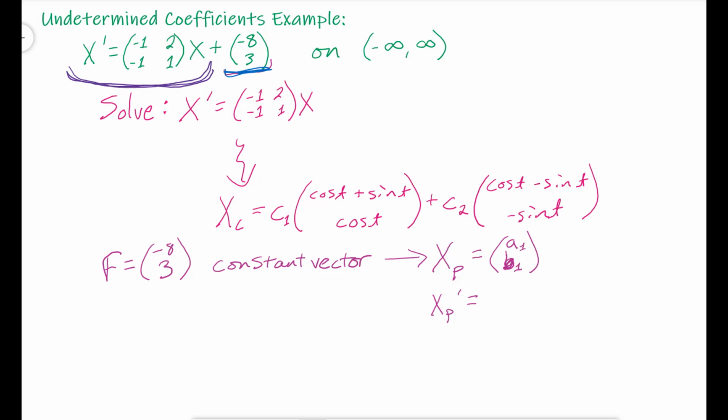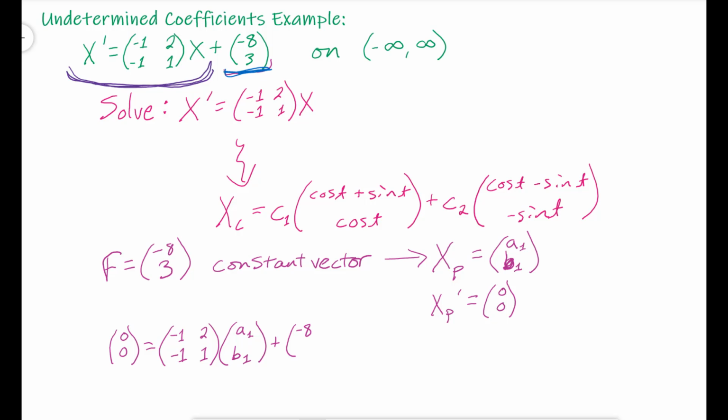The derivative of constants is zeros, and the way we take a derivative of a vector is to take a derivative of each entry in the vector. So we have the derivative of a constant and a derivative of a constant, so zeros and zeros. And then we're going to plug these things in and say, hey, they were solutions, great, let's take a look at what they give us. So we've got x prime, or 0, 0, equals the matrix negative 1, 2, negative 1, 1, times x, that was A1, B1, plus negative 8, 3.